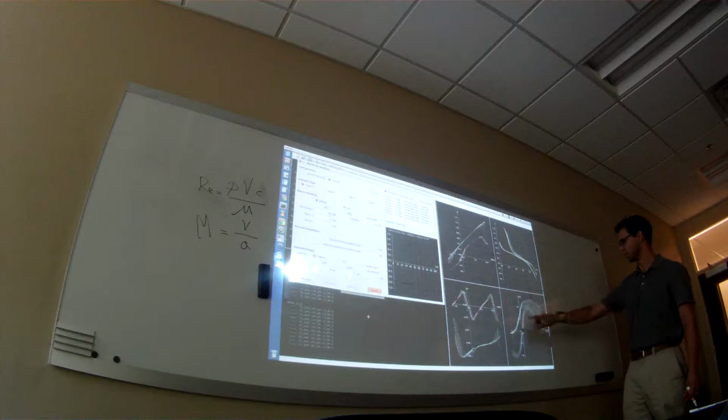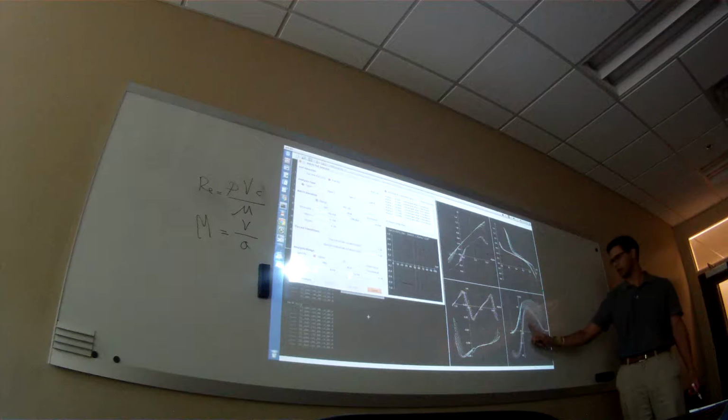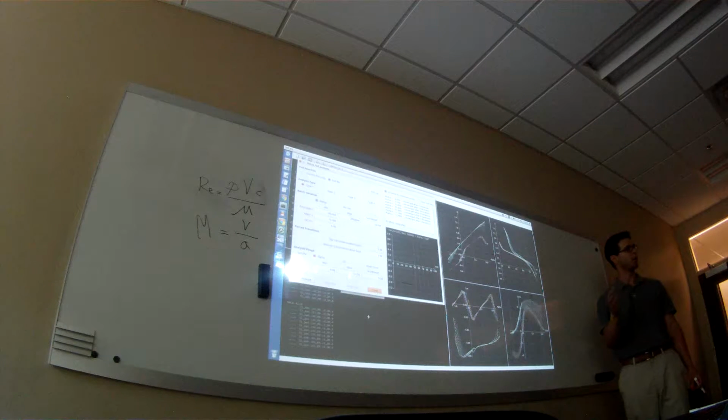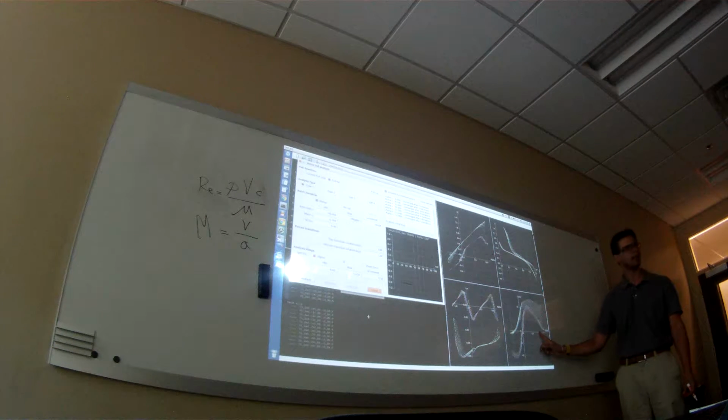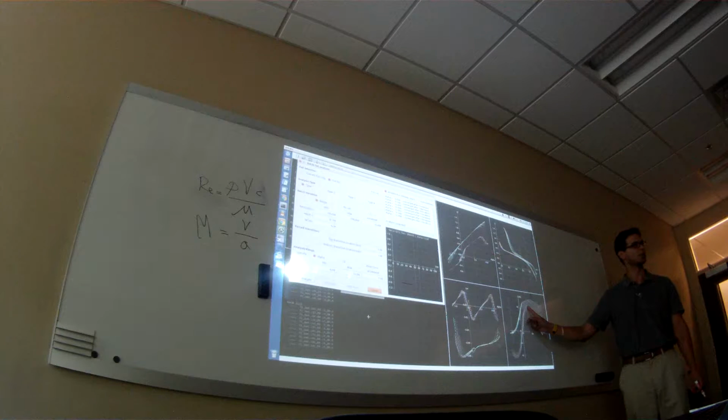What else is different? My lift to drag ratio is completely different. And if you notice, where is my maximum lift to drag ratio? Around an angle of attack of 4. So that's why I was telling you that ballpark. If you start getting into an angle of attack of 8, you're killing your lift to drag ratio. You want to be around 3 or 4 so that you maximize your lift to drag ratio.